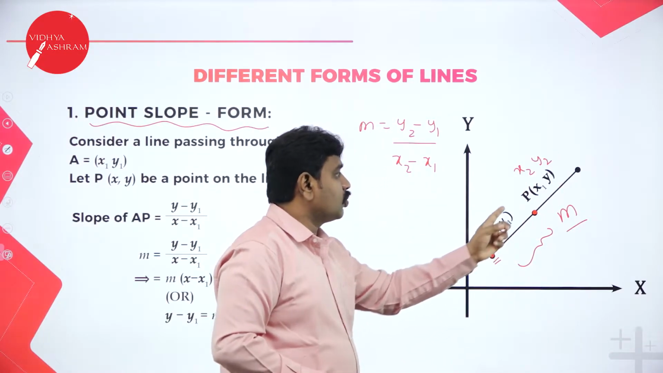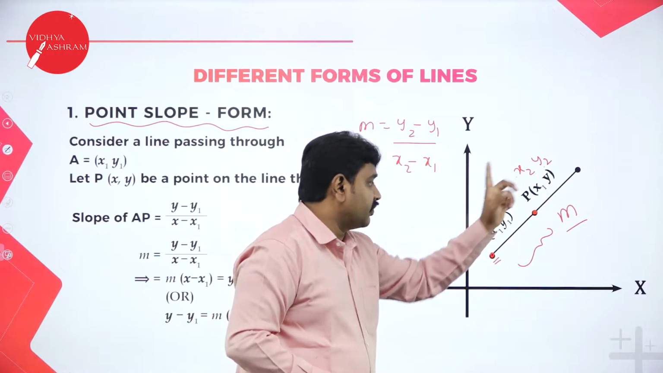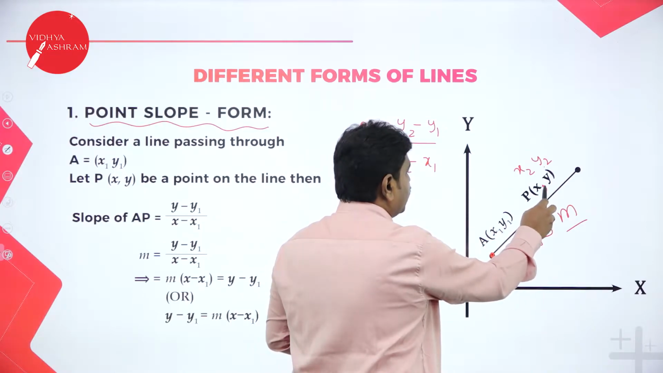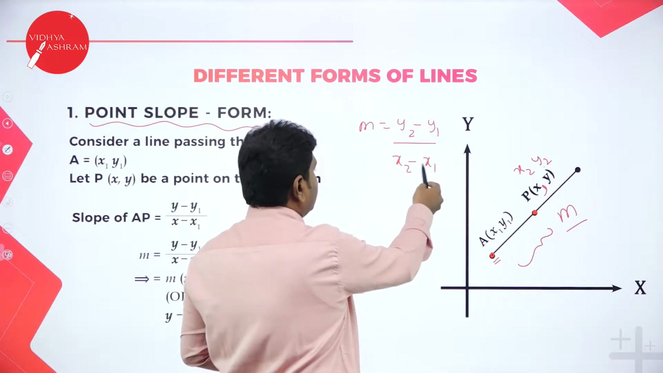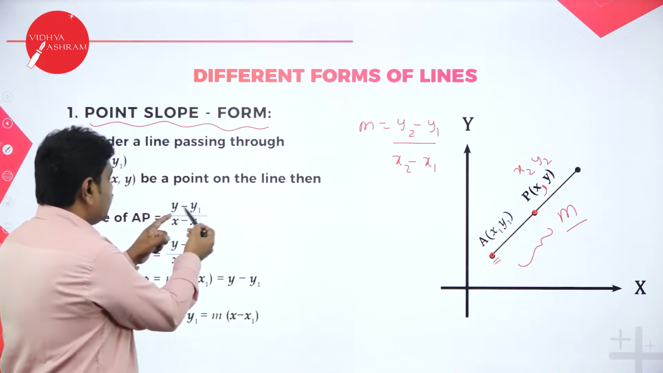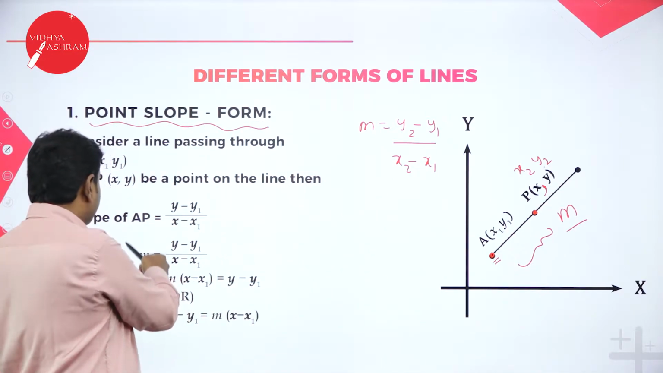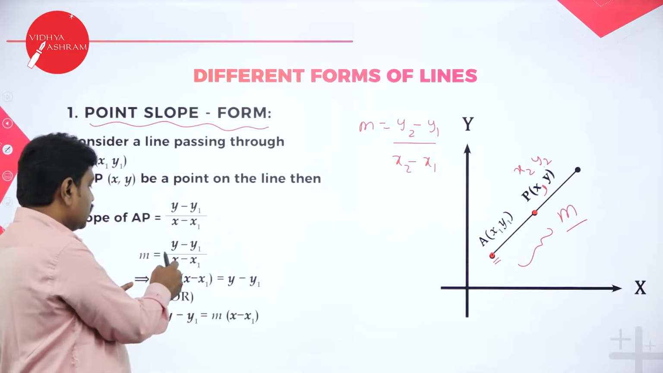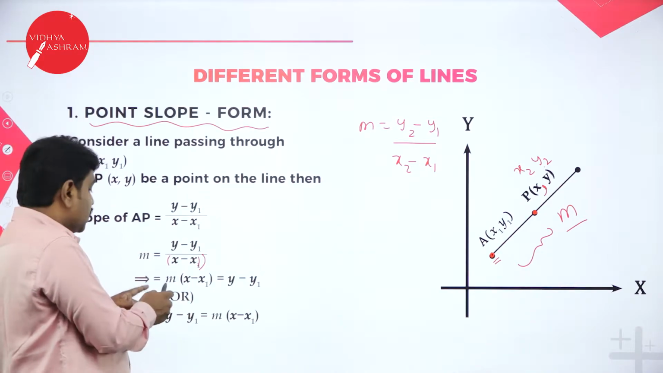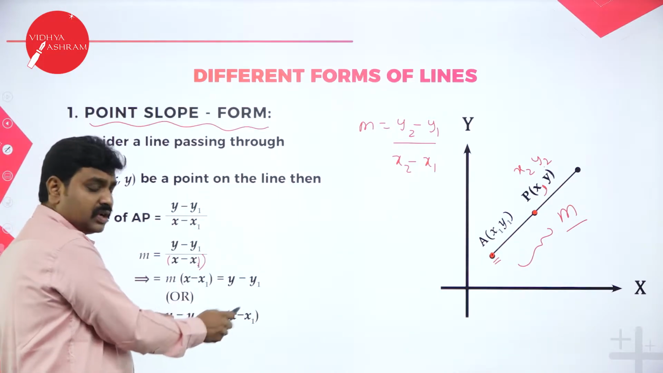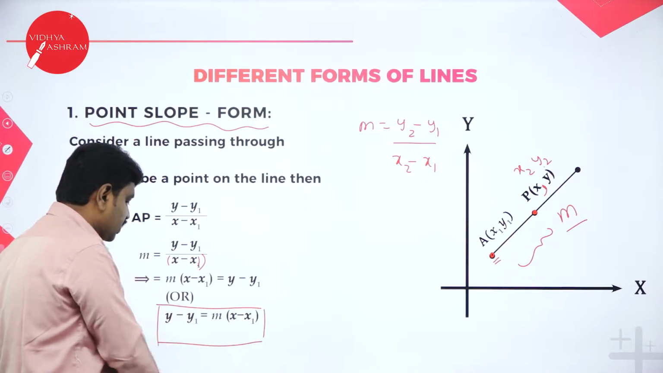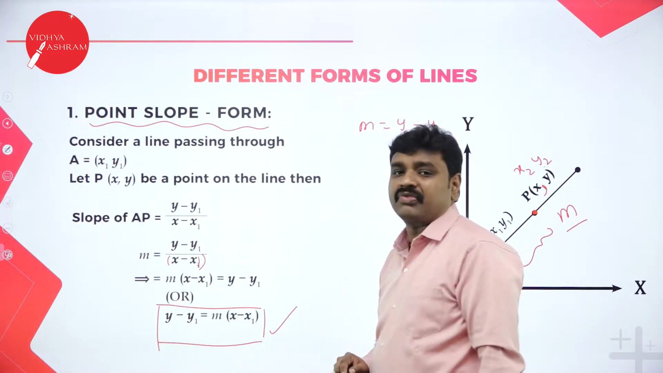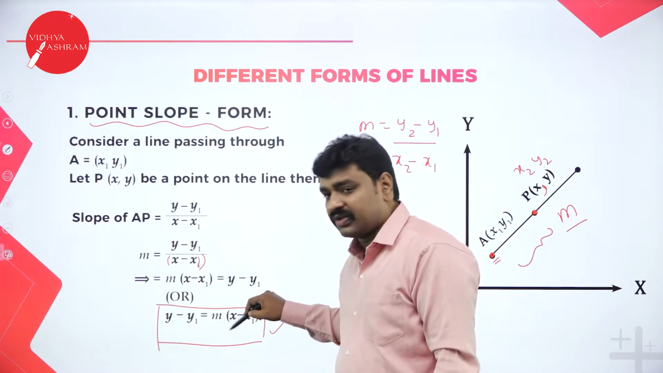So now how to find slope of AP? Difference of y coordinate, y2 minus y1 by x2 minus x1. x2 is x, y2 is y, the point is (x, y). So y minus y1 by x minus x1, and slope is symbolized as letter m. m is equal to y minus y1 by x minus x1. Now this denominator will transfer to LHS, then it will become m into x minus x1 equal to y minus y1, or we'll say y minus y1 is equal to m into (x minus x1). This is the point slope form of line, where m is the slope and (x1, y1) is a point on the line.